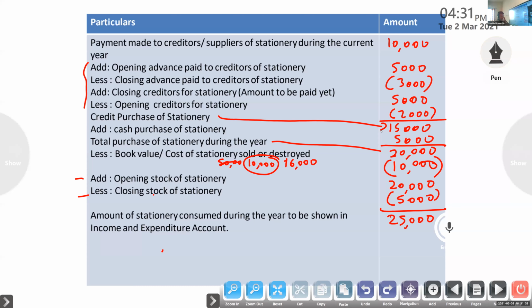Then with that add opening stock of stationery, less closing stock of stationery. Then you will get the final amount, stationery consumed during the year. Otherwise, medicines consumed during the year. Otherwise, the amount of stationery to be debited to income and expenditure. Amount of stationery to be debited means expenditure side. Special fund means liability side only.